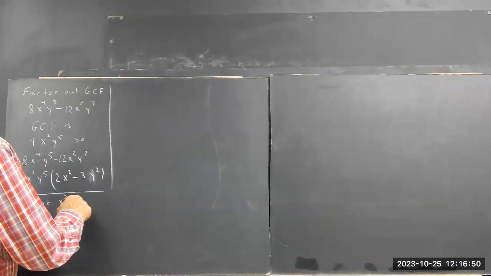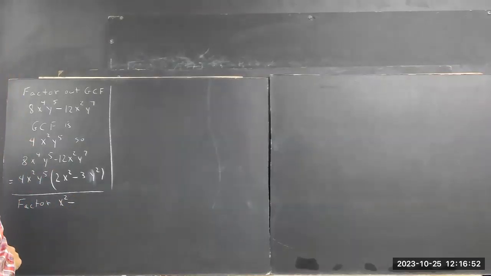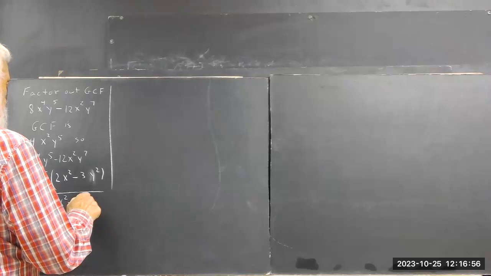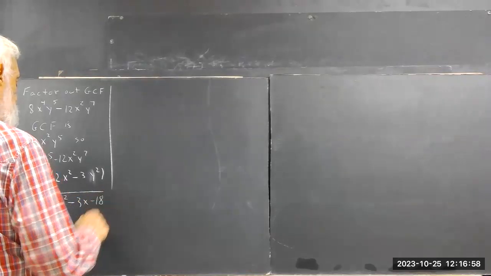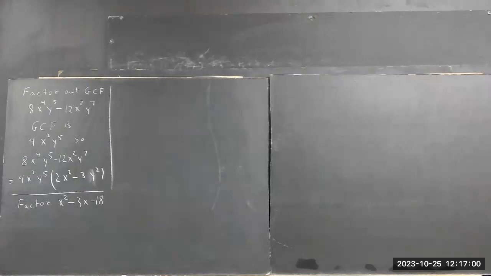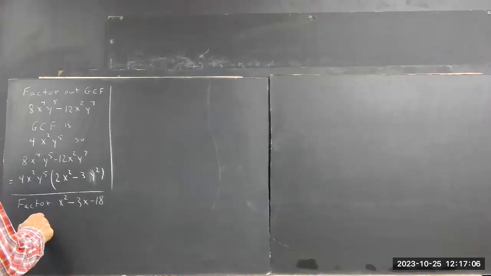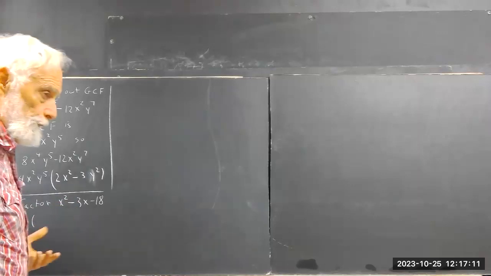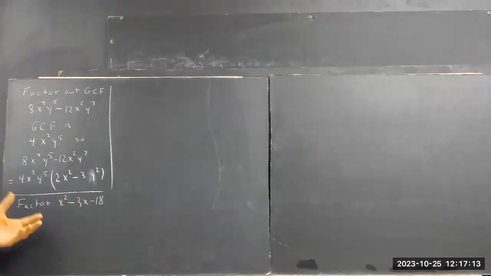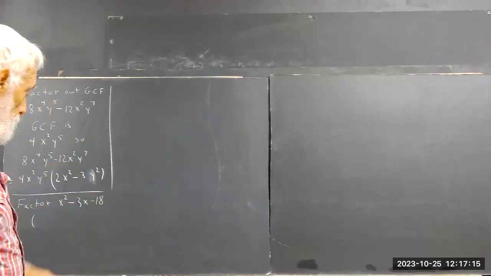Let's factor x squared minus 3x minus 18. I think that ought to work. Okay. Now, we can try all possible factors. Now, there are shortcuts to this, but it comes down to what I'm about to say here.